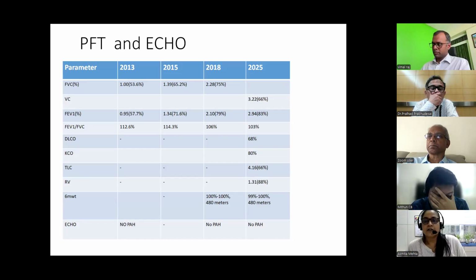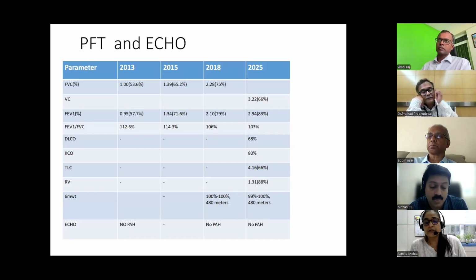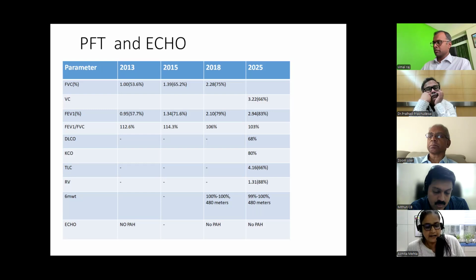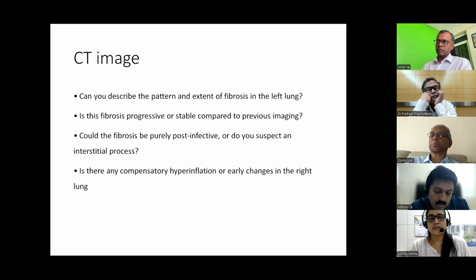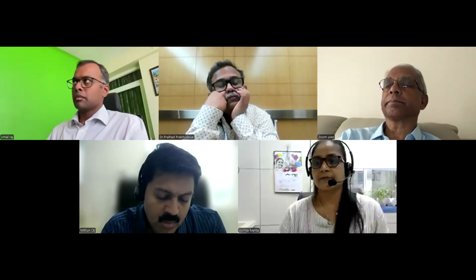Now he's 21, and no desaturation, covered 480 meters. There is a recent echo which was done in May 2025, no pulmonary hypertension. His RVSP plus RAP was around 31 plus RAP. Yeah, 31 plus RAP, that is what his pressures were. No systolic or diastolic dysfunction. I'll stop sharing my screen.